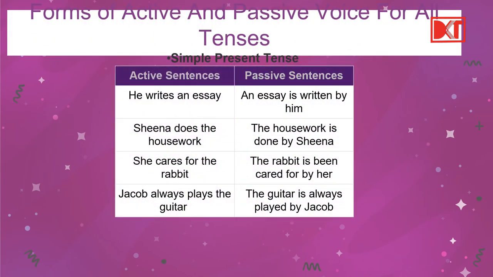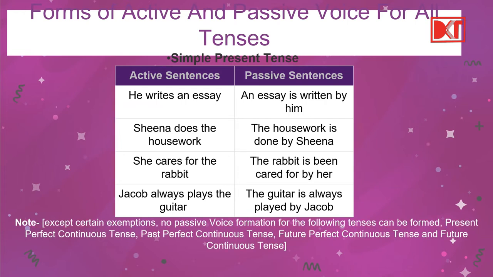All right, so here what do we have? We have forms of the active and passive voice for all tenses. Ki tenses mein kaise kaise conversion hota hai, aapko aur clarity milegi, yahan pe hum examples le rahe hain. Like here we are starting with the simple present tense. सिंपल प्रेजेंट टेंस, एक्टिव सेंटेंसेस हैं, पैसिव में कैसे लिखेंगे?